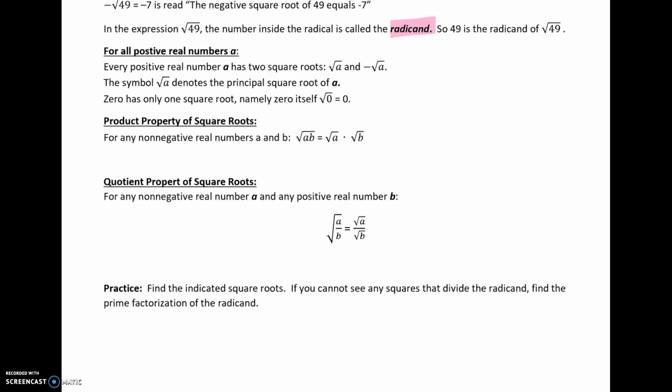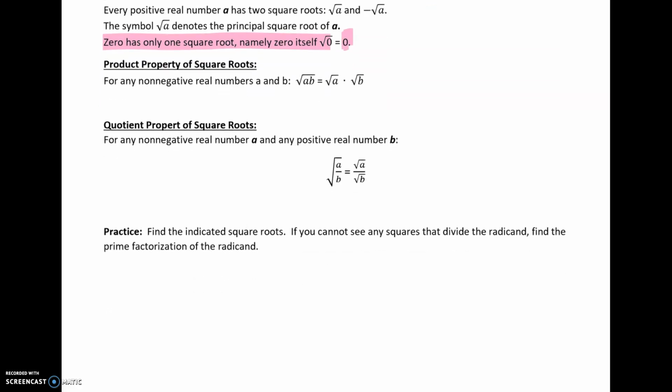We have a couple properties that we're going to look at before we get started in doing some practice. It says for all positive real numbers A, every positive real number A has two square roots, the square root of A and the negative square root of A. The symbol square root of A denotes the principal square root. 0 has only one square root, namely 0 itself. The square root of 0 is 0.